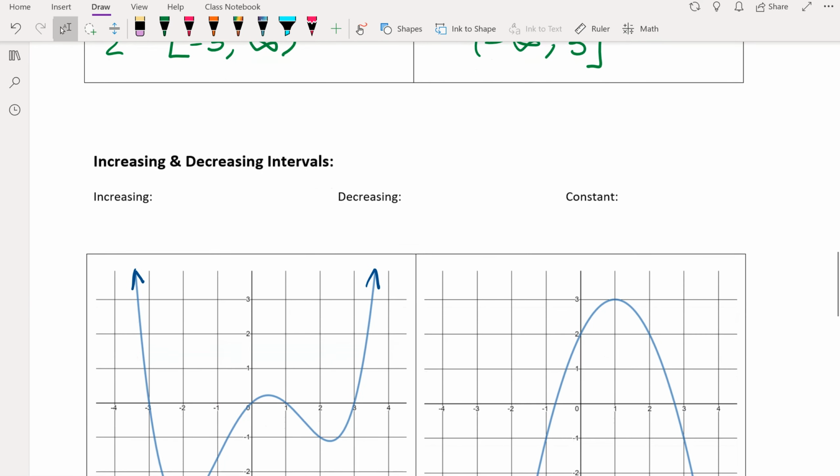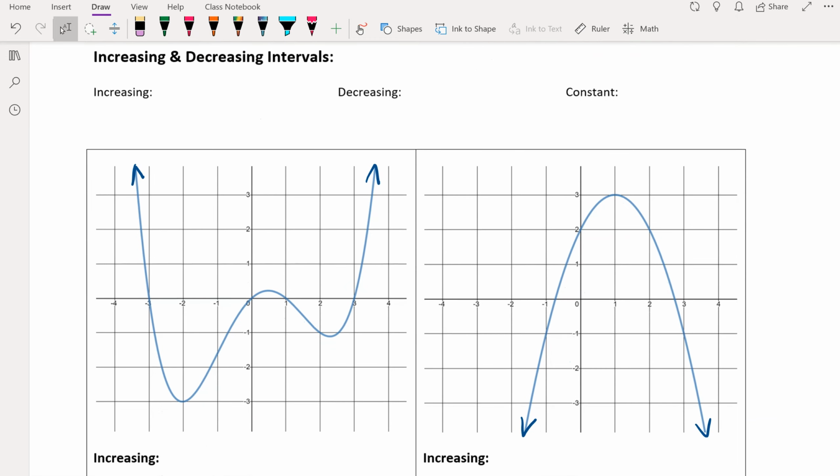Increasing, decreasing, and we are over halfway through. So keep up the good work. We are getting close to being done. All right, increasing. A function is increasing if it looks like this. And increasing has positive slope. So write that down. An increasing function has positive slope. A function is decreasing if it looks like this, and it has negative slope.